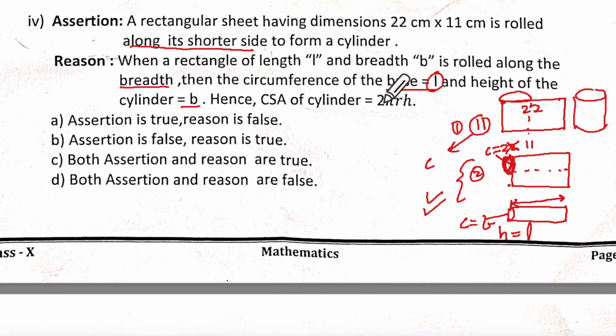Hence, CSA of the cylinder will be 2 pi RH. But this part is wrong, right? Yes, ma'am. So, what will I say? The first one is true and the reason is false. I think A option only.